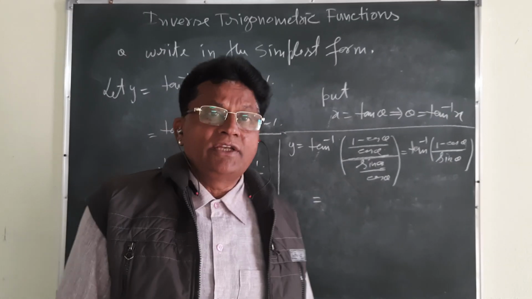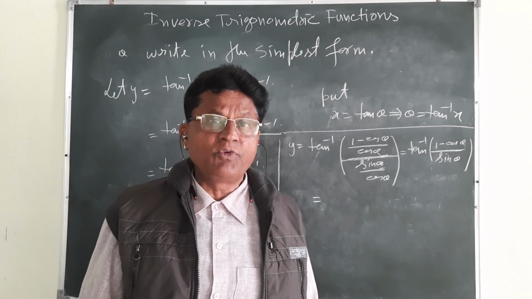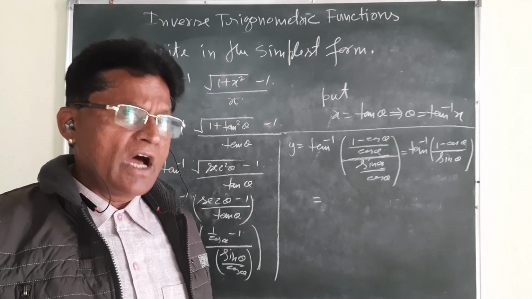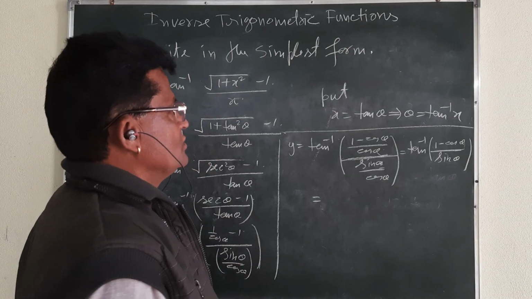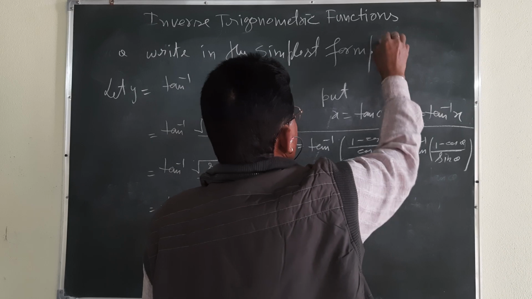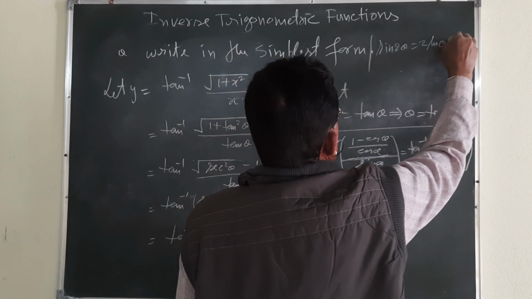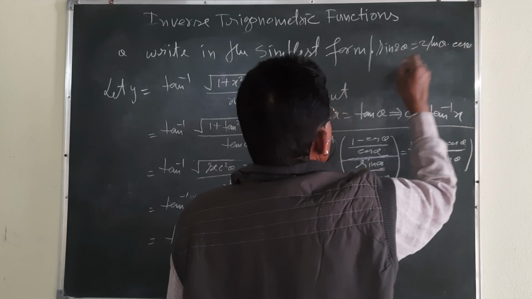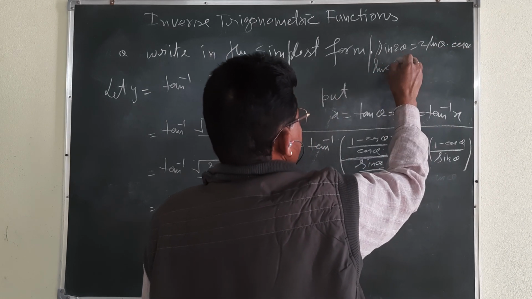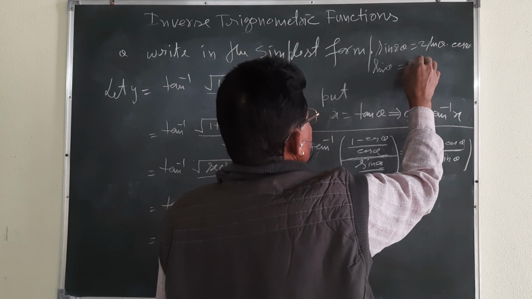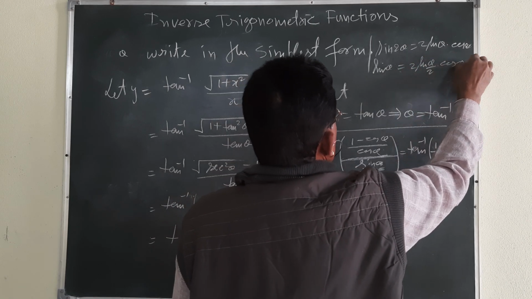Now, I will apply the formula which you have studied in class 11 for half angles. Sin 2 theta, you used to write, is equal to 2 sin theta into cos theta. For half angle, in place of theta you write half of it: sin theta will be equal to 2 sin theta by 2 into cos theta by 2.